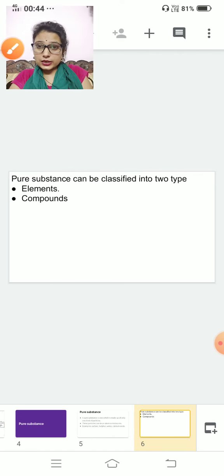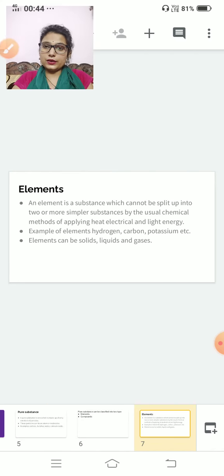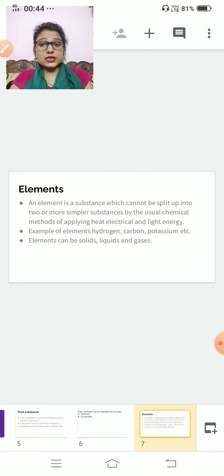Now we will study elements and compounds in detail. So first is our element. What do you mean by an element? An element is a substance which cannot be split up into simpler units by any chemical method. By applying heat or energy, you can't split it up into simpler units.